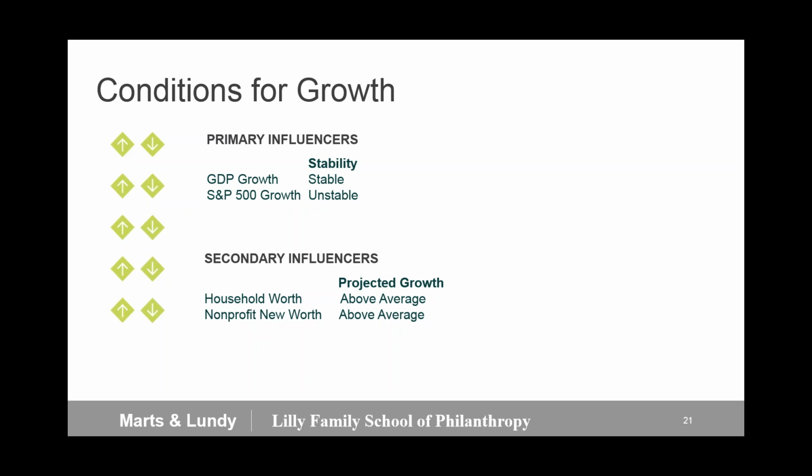Now, it's very important to note that the S&P 500 is an unstable variable. The last few months, certainly the month of January, have made that very clear. So while it is a positive indicator, the S&P 500 comes with a fairly high degree of uncertainty. There are two secondary variables that influence giving to education: household net worth and nonprofit net worth. Both are predicted to post above average gains. So the net result of all of these factors is a positive outlook for education.